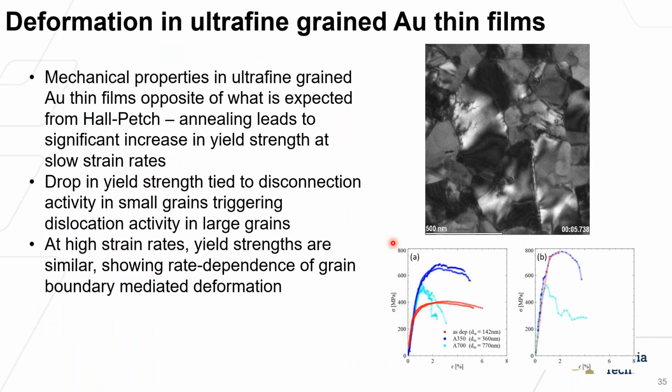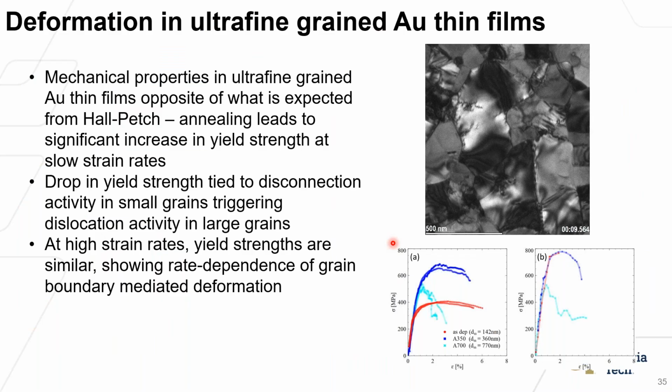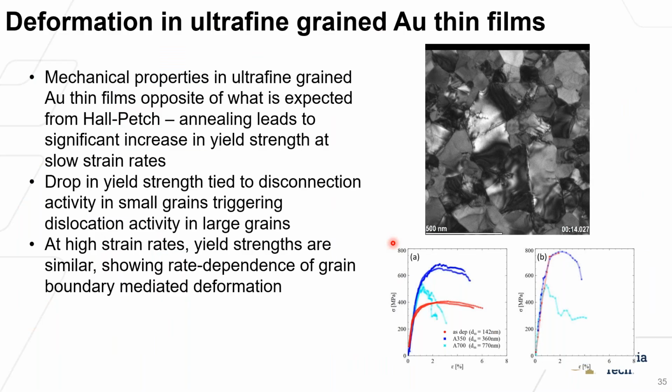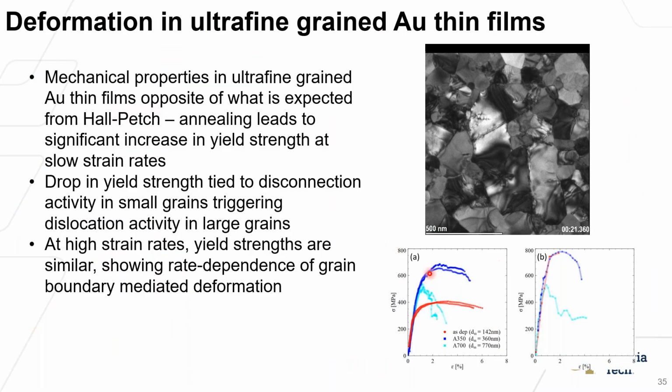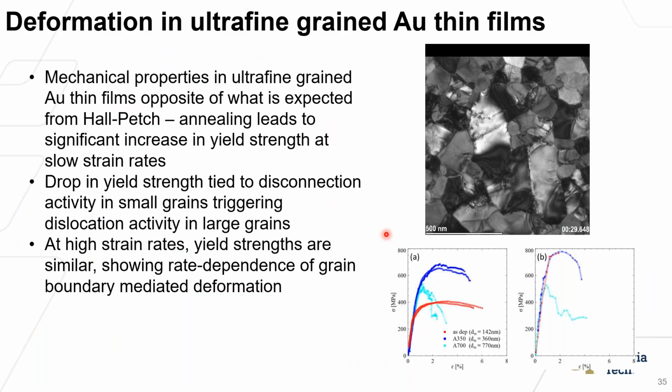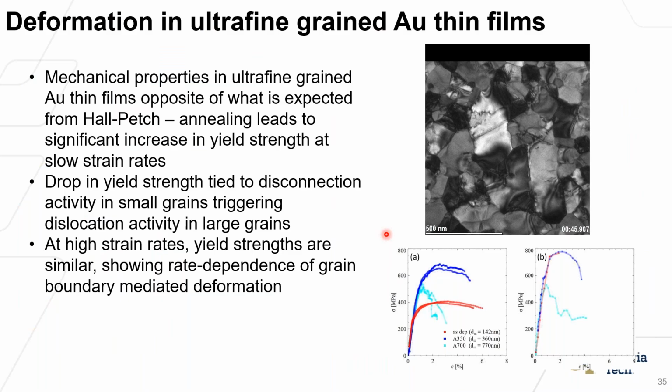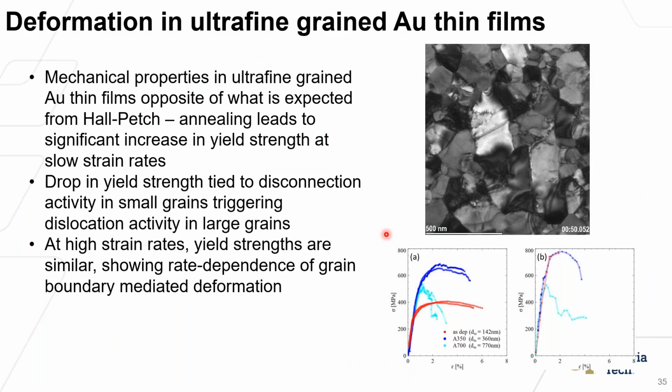So just to summarize this first part, what we see is as we anneal these gold thin films and eliminate these unstable nanocrystalline grains, we see this large increase in the yield strength of our material. The reason for this is that these small grains are mechanically unstable. When we apply a load, we get rapid grain boundary migration, and this induces then plasticity in our larger grains and yielding at a lower yield stress.